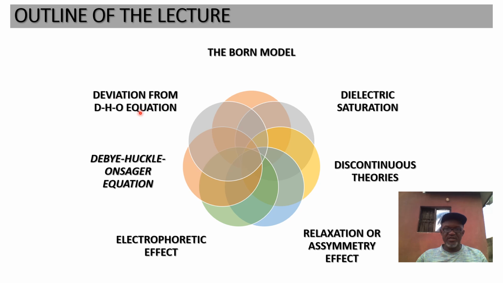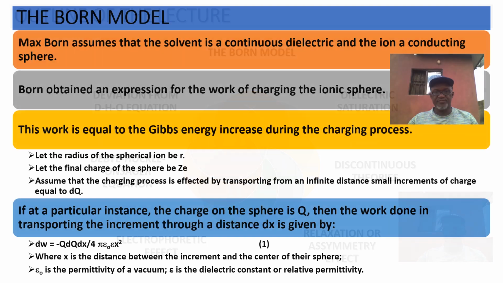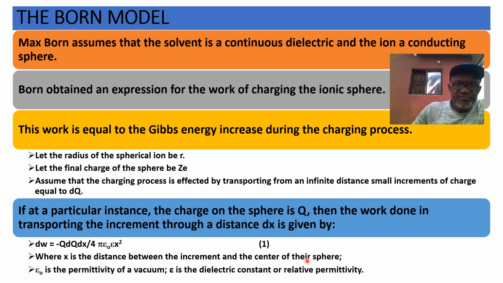Debye-Huckel-Onsager equation, and we look at the deviation from Debye-Huckel-Onsager equation. Born assumed that the solvent is a continuous dielectric. Now we will still see a diagram of dielectric.